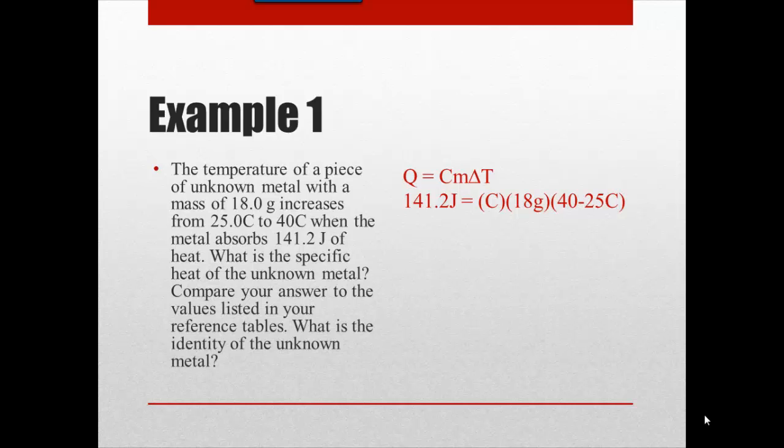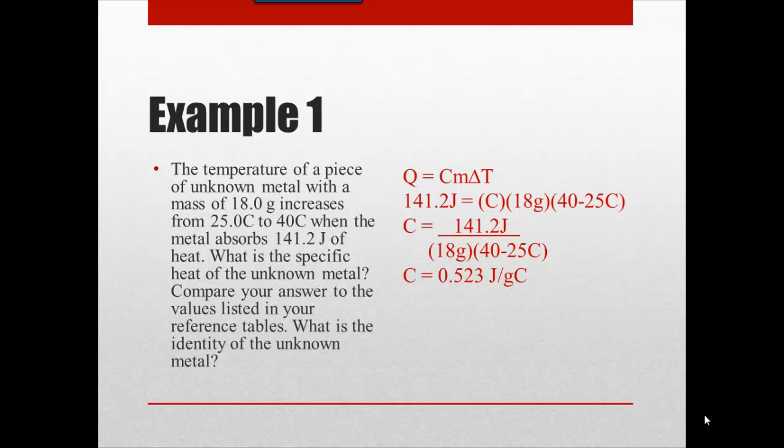Now your units are going to cancel out some here and they'll rearrange. We want to solve for C. So I'm going to do some rearranging to get this. Divide both sides by 18 grams and 40 minus 25 degrees Celsius. When you do this math, you're going to come up with a value for C, 0.523 joules per gram degrees Celsius.